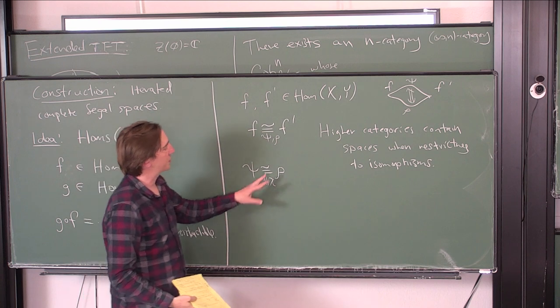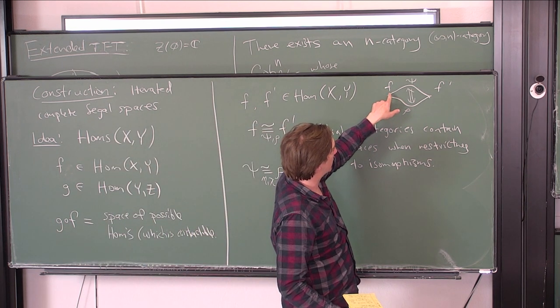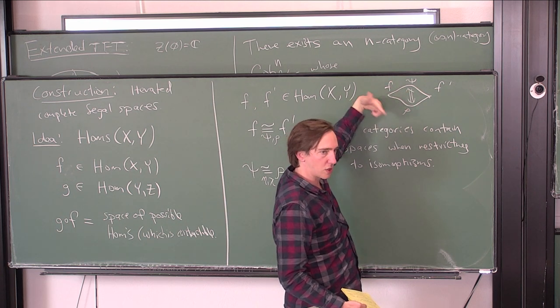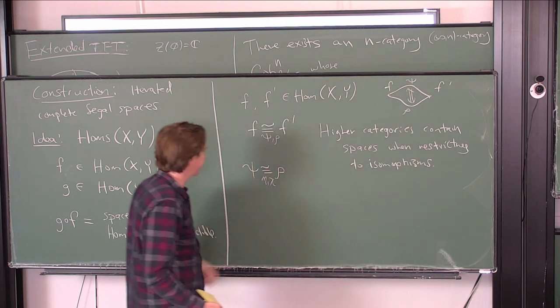I hope this doesn't sound hopelessly abstract. I mean, I'm asserting that there's a space, which means that in examples we can compute its pi 1, we can compute its pi 2, we can try to understand it geometrically, and we really will do that in some examples.